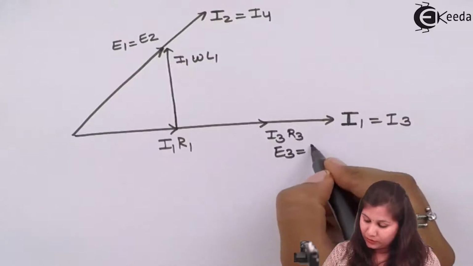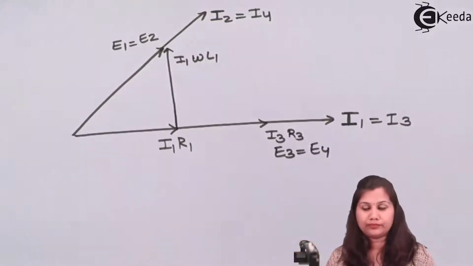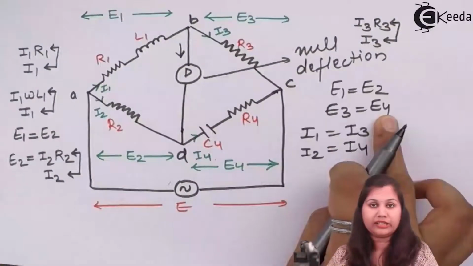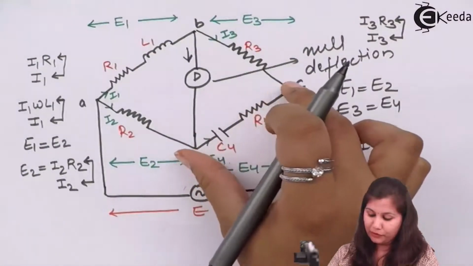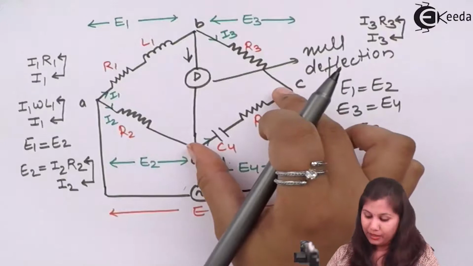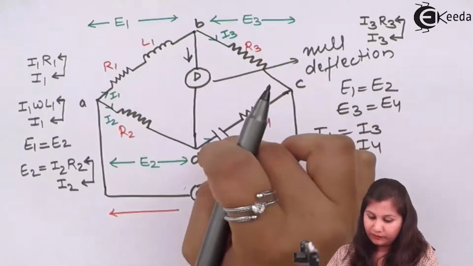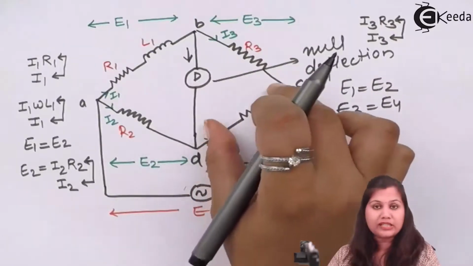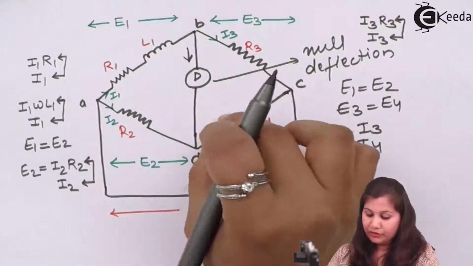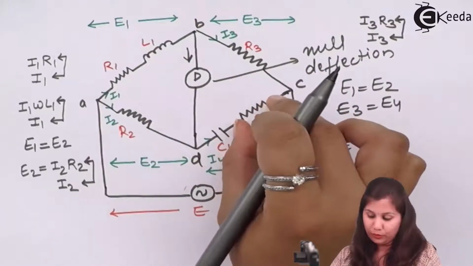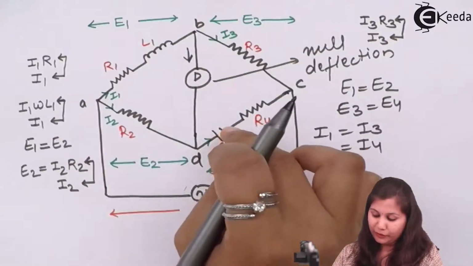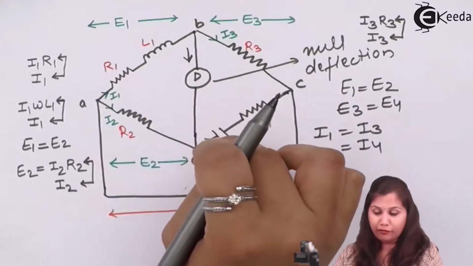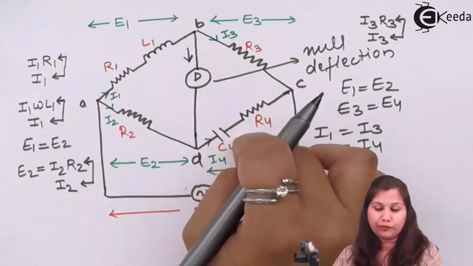Now E3 is equal to E4. We have already written here E3 is equal to E4. E4 is the potential drop across this CD arm. Now, in the case of a series combination, potential will be divided. So this E4 is equal to the sum of the potential across this C4 and the R4.